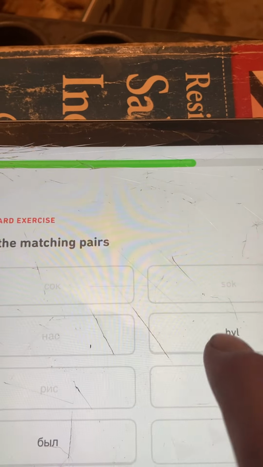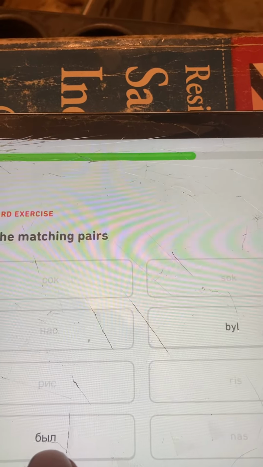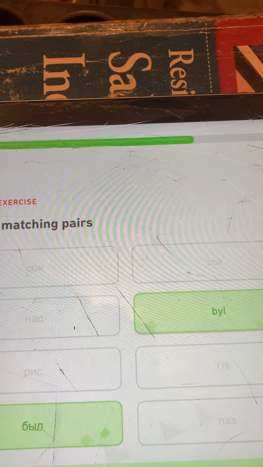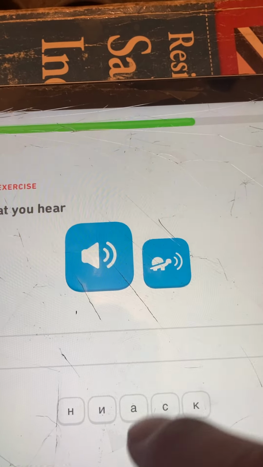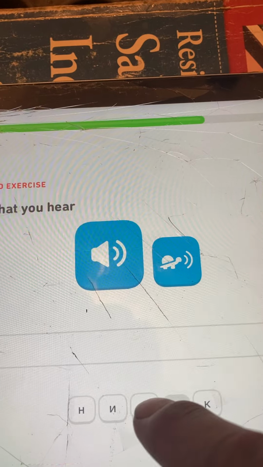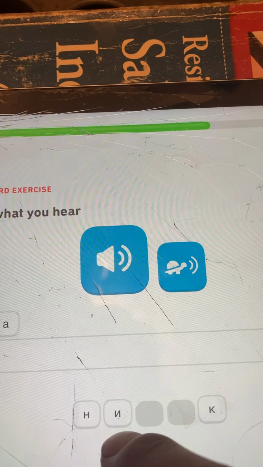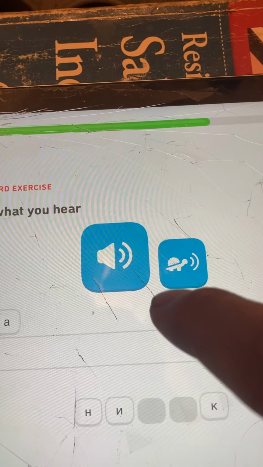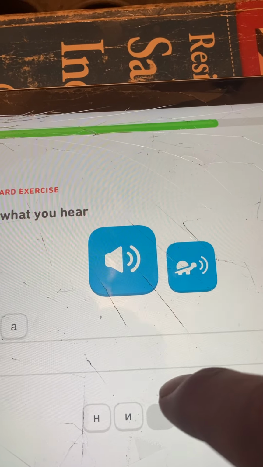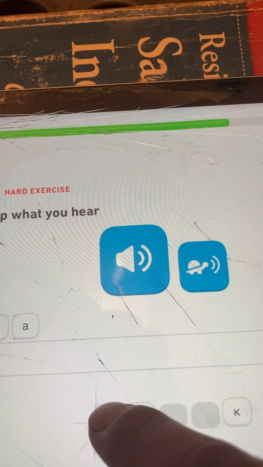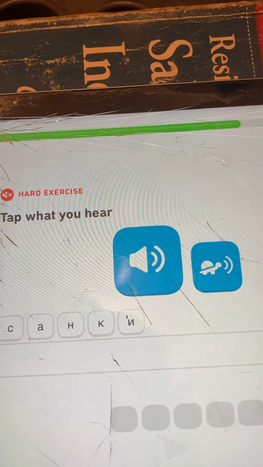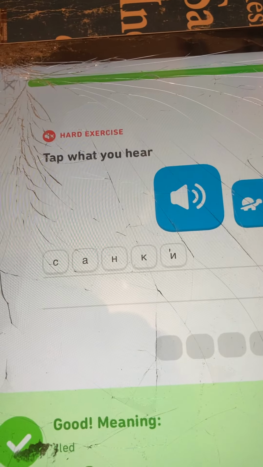Biel. The 6 is a B. The BL is a Y. And the cursive looking R is an L in English. Sanki. Good.